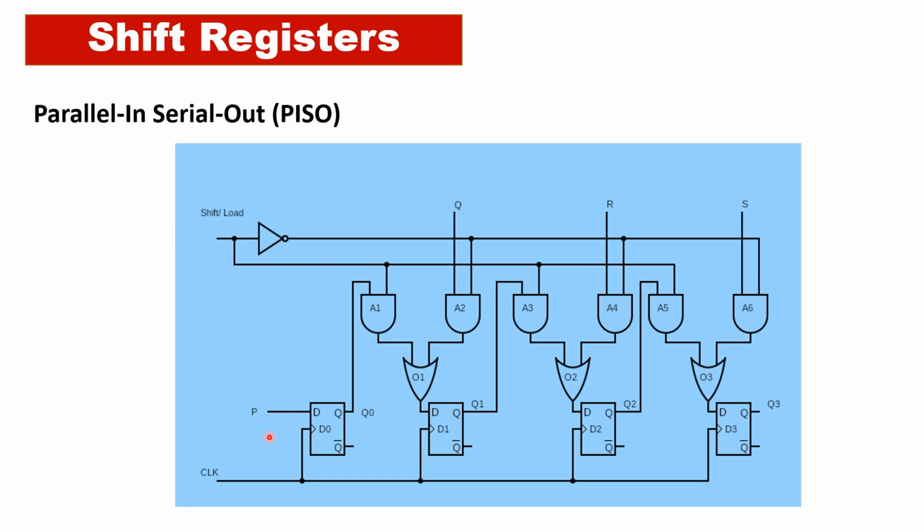A clock signal is used to control the shifting operation. With each clock pulse, the register shifts out one bit to the output. As the clock pulses are applied, the data is shifted out through a single output line, which is why it is referred to as a serial out operation.